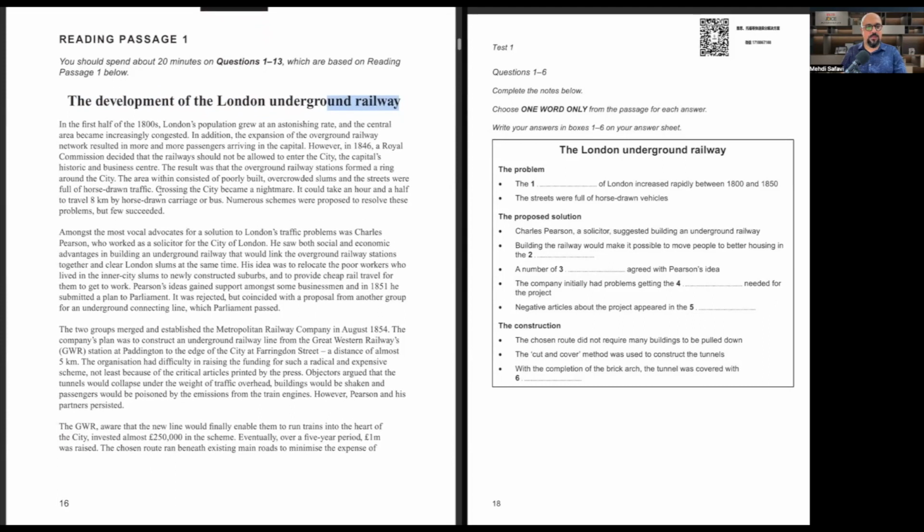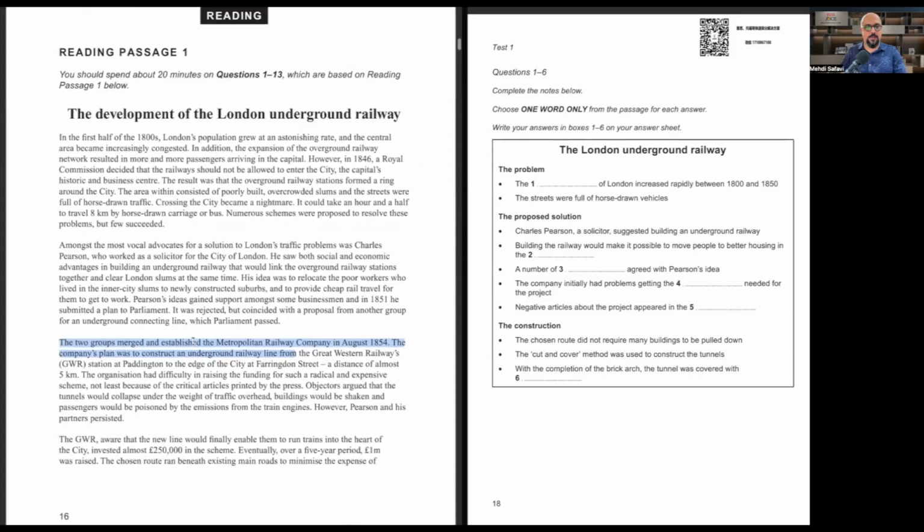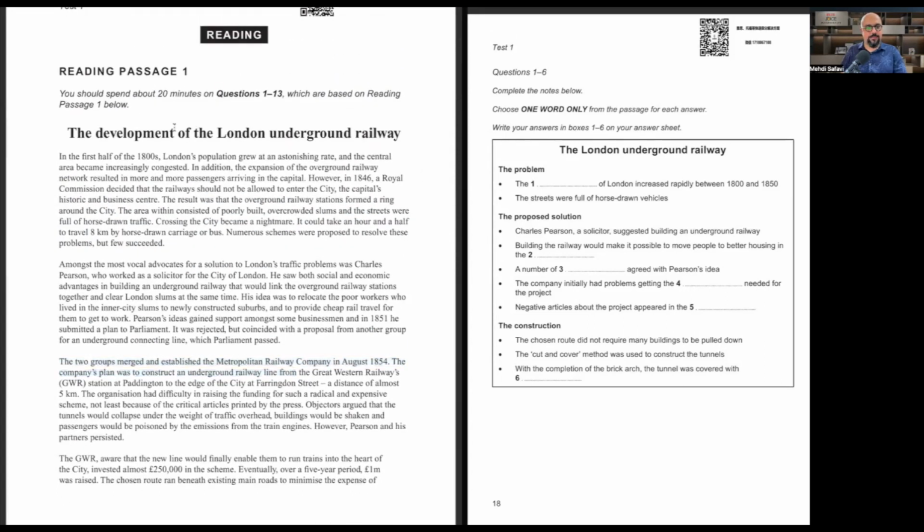And well, the best pieces of the text that we should read would be the thesis statement and the first sentence of every body paragraph. So these are topic sentences, so I'm gonna read them with you. So it's about the development of the London Underground Railway. Well, we don't need to read everything. We just read the last part. It could take an hour and a half to travel 8 kilometers by horse-drawn carriage or bus. Numerous schemes were proposed to resolve these problems, but few succeeded.